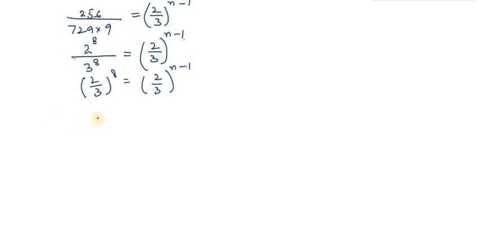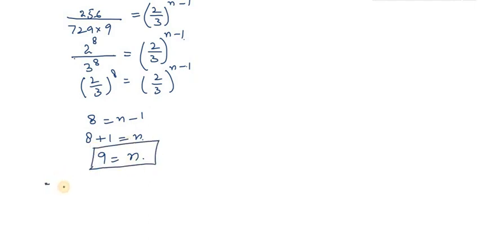So here 8 is equal to n minus 1, and for finding the value of n, 9. The value of n is 9. We say the required term is 9. The 9th term is required. Question number 4 has 2 parts, and part 2 you can do easily with the same method of part 1.